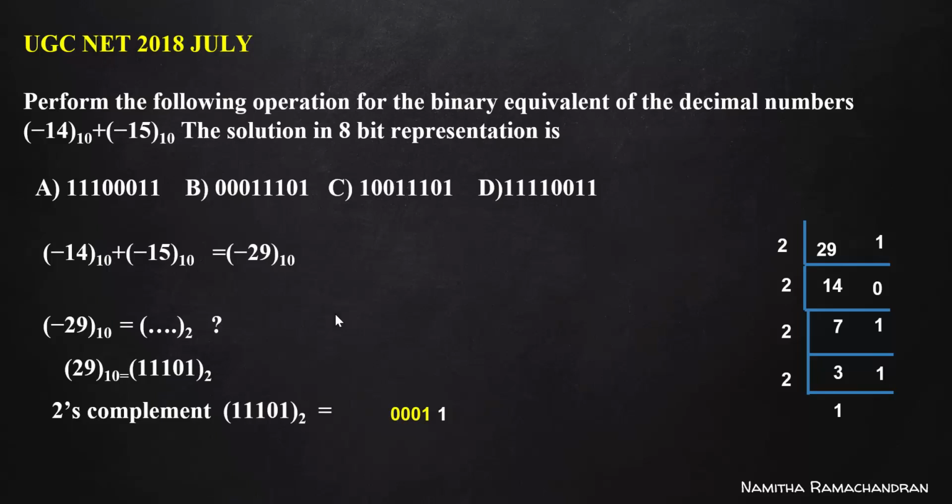Right? But here in 2's complement representation, instead of 0, we can append any number of 1s to the left end. It will not change the value of that number. So, in order to make this 5-bit representation to 8-bit representation, we can append 3 more 1s to the left end in the 2's complement form. So, which option is the right answer? Option 1 is the right answer.